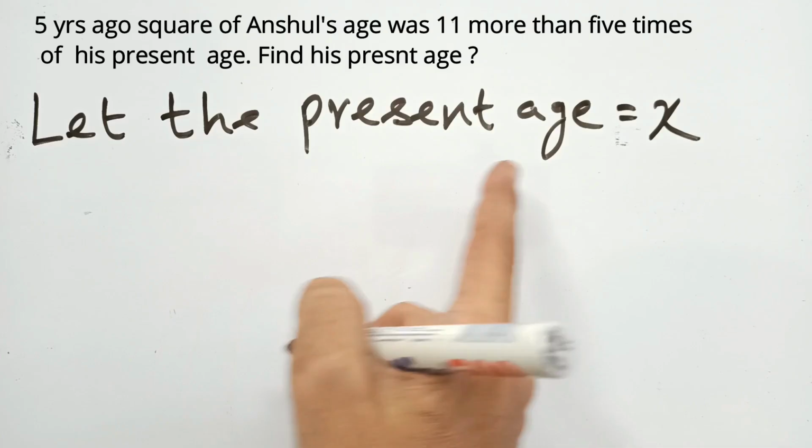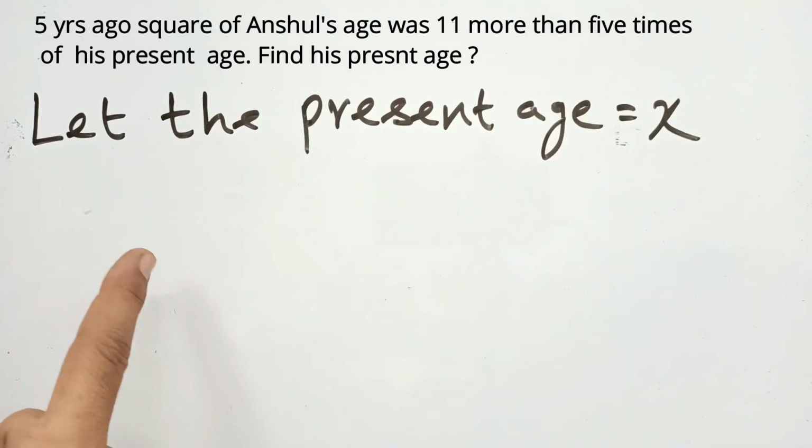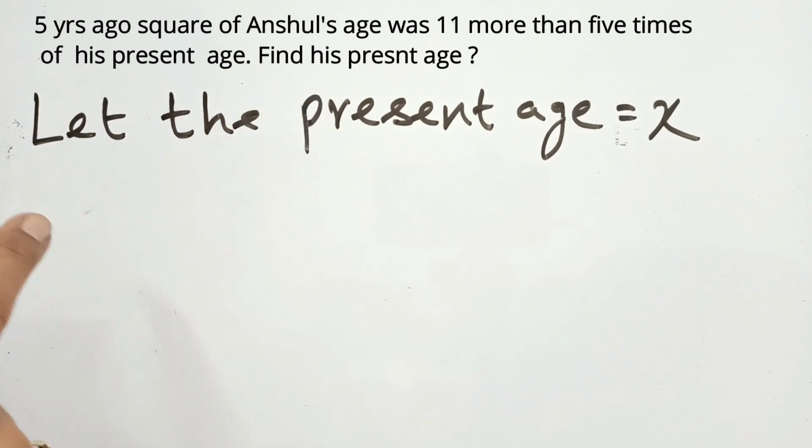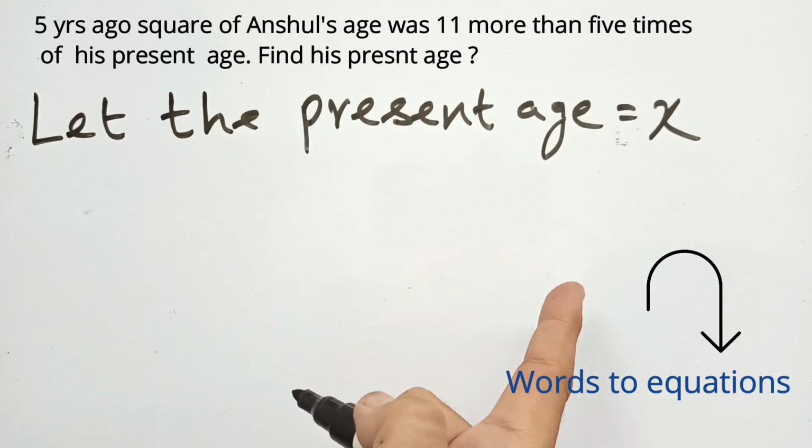Let the present age of Anshul be x. Now listen student, as you know that we are doing word problem. The problem is given in the words. Now we will convert the words into a mathematical equation.